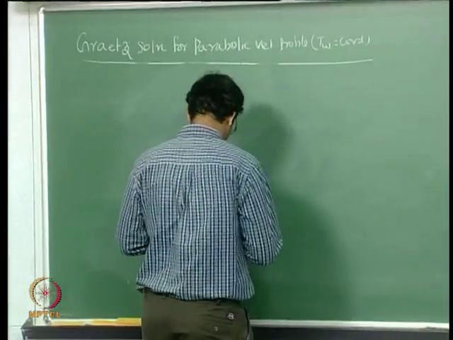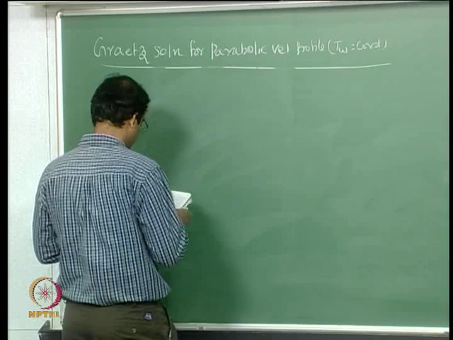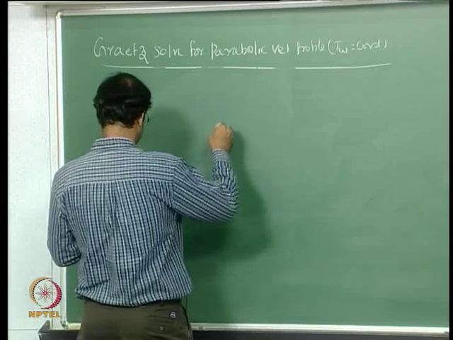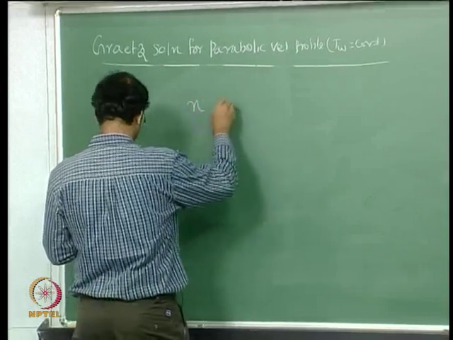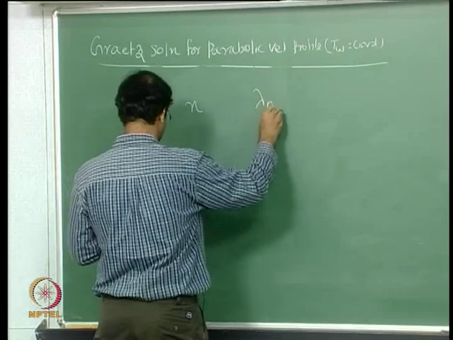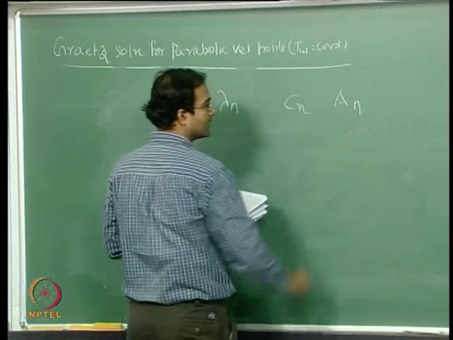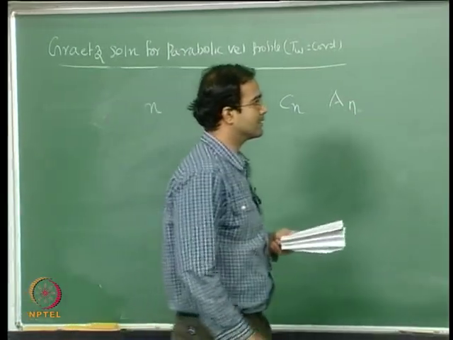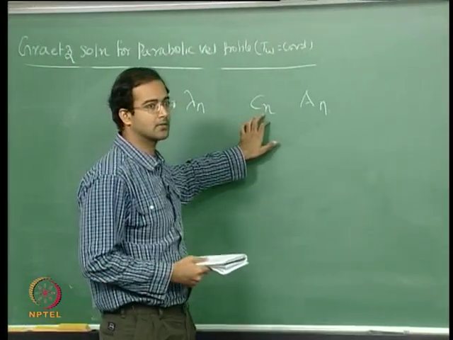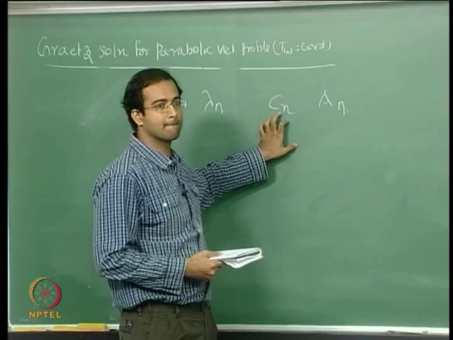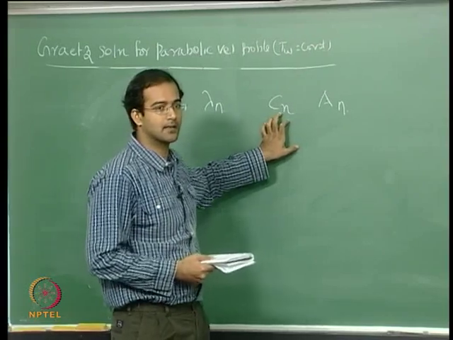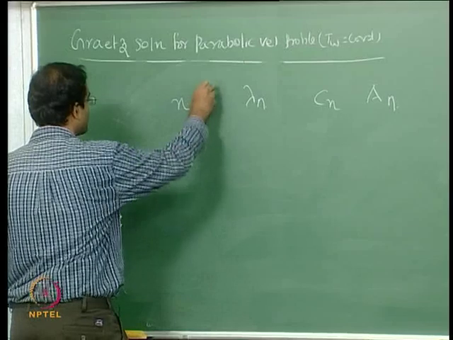Okay, so you can also see, for the value corresponding to n, lambda n, the value of Cn and An, okay. So Cn is required where? In your solution for theta, okay. So that also everything has been computed numerically.